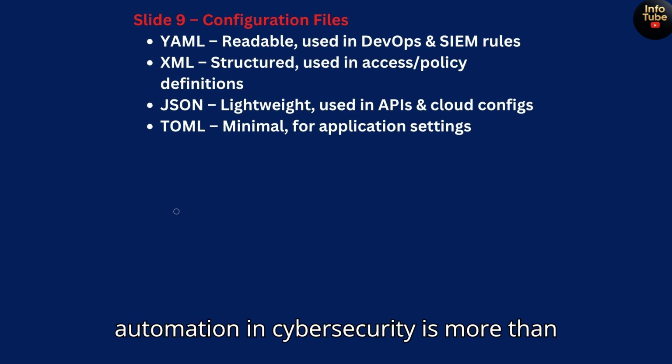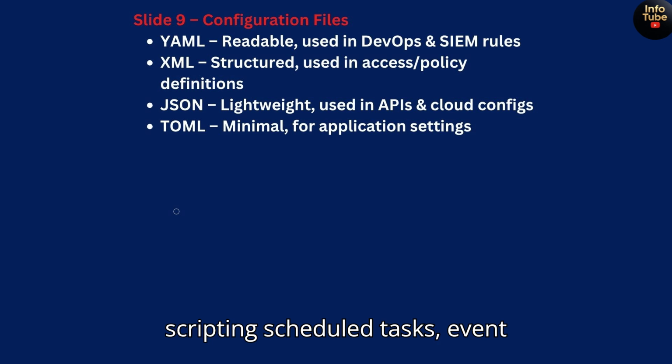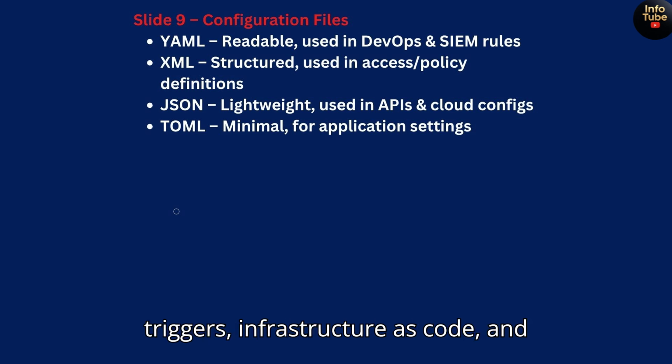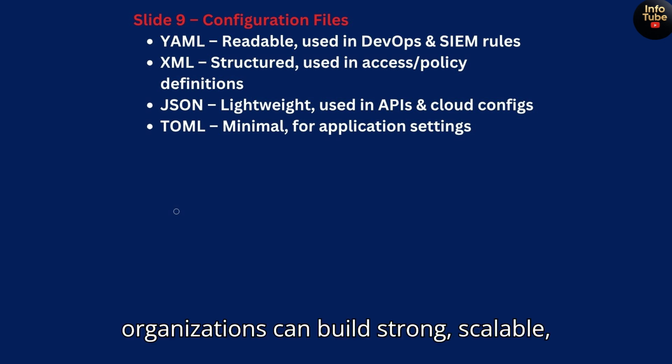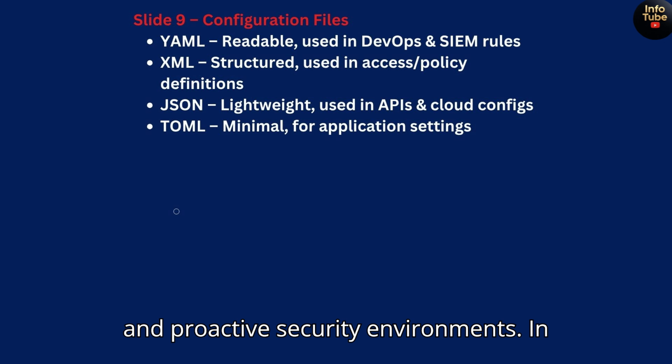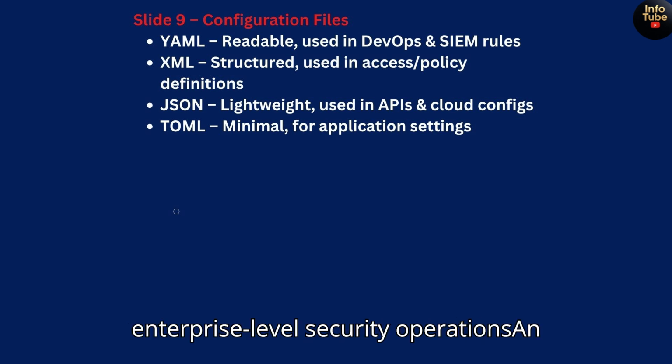Conclusion: automation in cybersecurity is more than convenience, it's a necessity. With scripting, scheduled tasks, event triggers, infrastructure as code, and structured configuration files, organizations can build strong, scalable, and proactive security environments. In the next session, we'll explore how automation integrates with enterprise-level security operations and incident response.